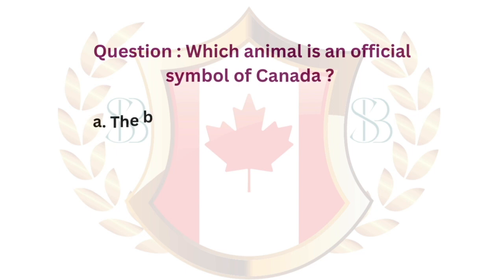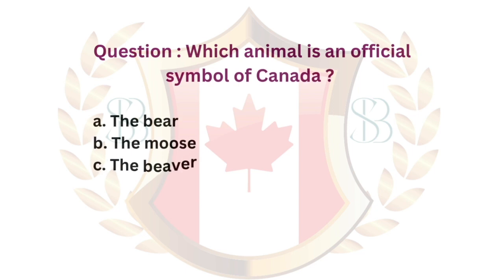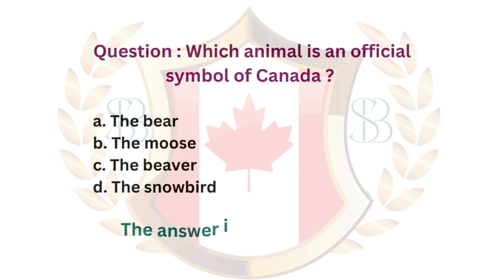Question: which animal is an official symbol of Canada? A. The bear. B. The moose. C. The beaver. D. The snowbird. The answer is C. The beaver.